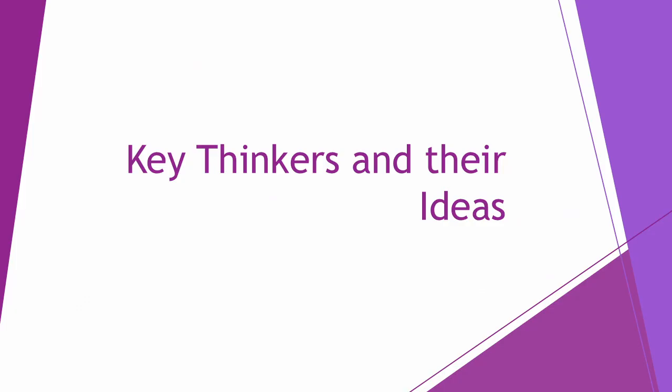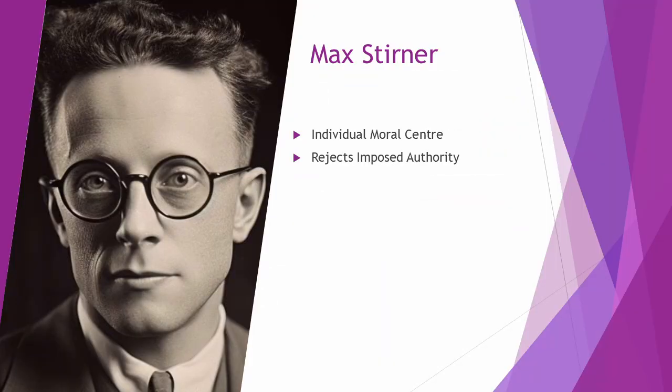There are 5 key thinkers for the anarchism ideology. These are Max Stirner, Pierre-Joseph Proudhon, Mikhail Bakunin, Peter Kropotkin, and Emma Goldman. The ideas of Max Stirner are that the self-interested and rational individual is the center of the moral universe and that the future society will be the union of egoists.